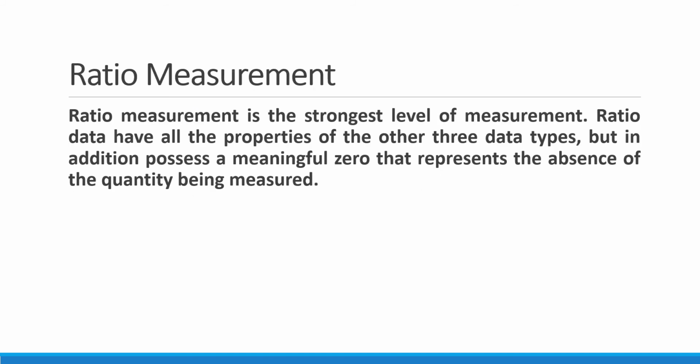The fourth and the strongest level of measurement is ratio data. In ratio data, all mathematical operations can be applied: addition, subtraction, multiplication, division. This is because this type of measurement has a meaningful zero. Zero represents the absence of quantity.